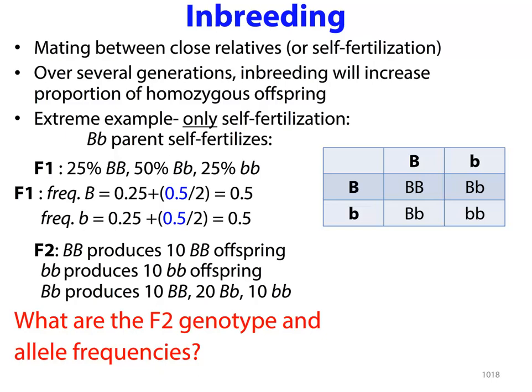So given this information, think through it. What are the F2 genotype and allele frequencies going to be if you're given this cross? What they're asking you to do is to take the previous slide where you're given the number of individuals for the F2, and figure out the F2 genotype frequencies and allele frequencies.